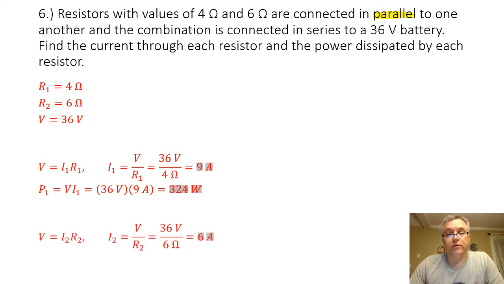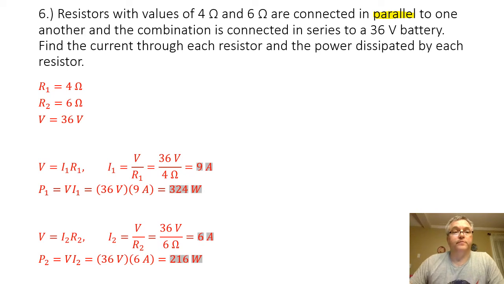by the resistance of resistor 2, 6 ohms. 36 divided by 6 will give me a current of 6 amps through the second resistor. The power dissipated by the second resistor is going to be equal to the voltage times the current of that resistor. So 36 volts times 6 amps is going to give me 216 watts of power.